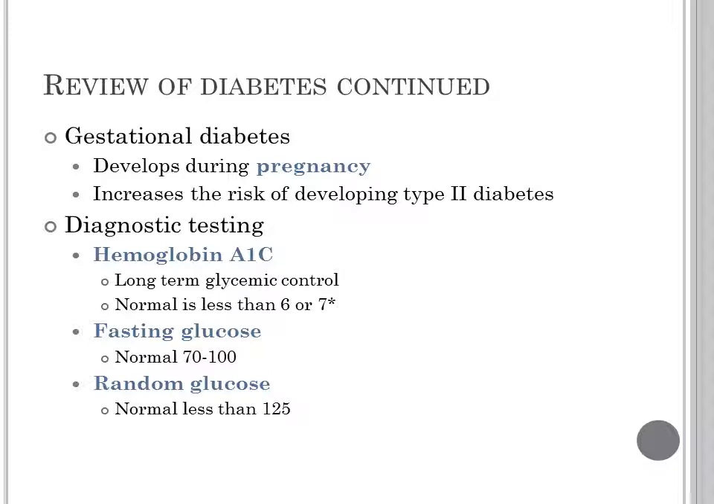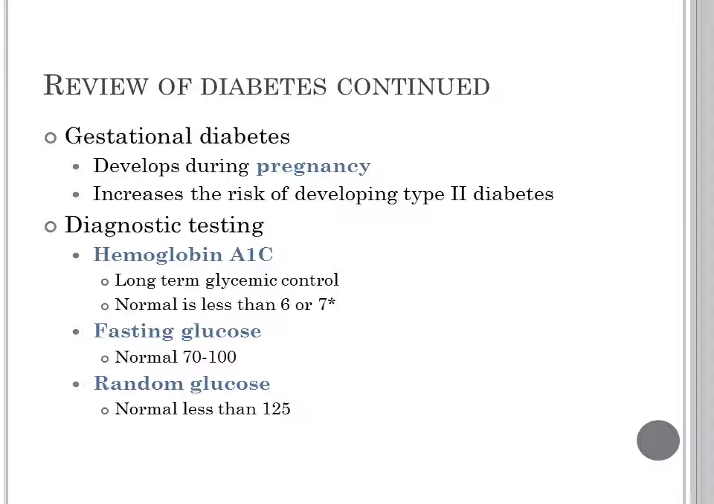Then the next one is a fasting blood glucose. The normal is between 70 to 100, and for it to be a fasting blood glucose, people cannot have eaten or drunk for a full 8 hours. So we tend to tell people to come in right away in the morning before you eat breakfast to have this tested. Then the next one is a random glucose, and this is just taken without regard to meals, and we want it to be less than 125.